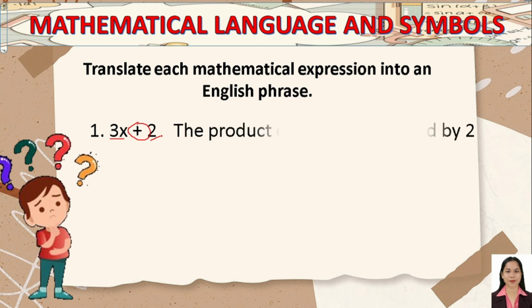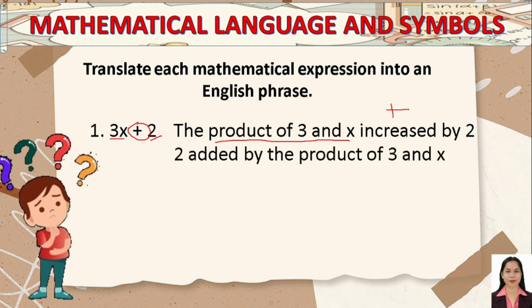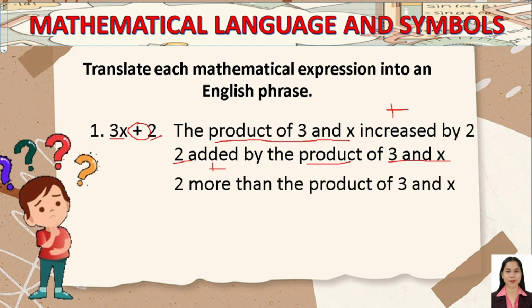So first, the product of 3 and x increased by 2. So pwedeng ito, the product of 3 and x or 3 times x increased by 2. Increase, ibig sabihin add, mag-a-add ka ng 2. Pwede po yan. And the next one, 2 added by the product of 3 and x. Multiplication pa rin siya since we have here the word product.